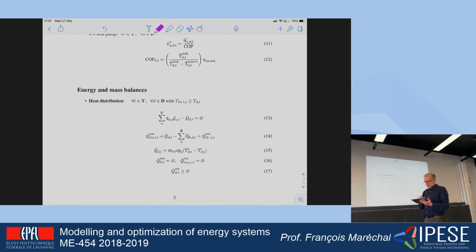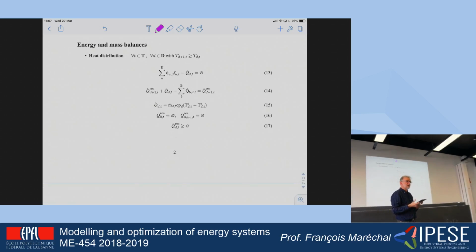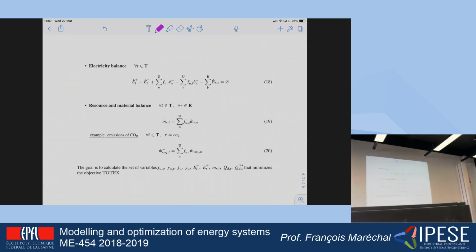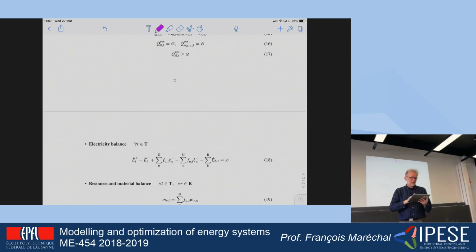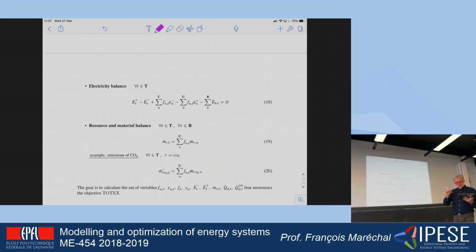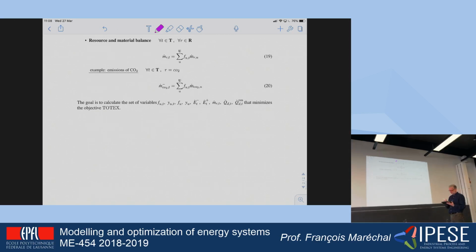So I have the models, I have the balances that have been added to the system, okay? In terms of resource, in terms of heat, and in terms of electricity. So I have the link with the demand this way here. I have the link with the resource. So I have a list of equations that allows me to calculate the total flows that I will have in my system. And therefore, the goal is now to calculate the level of usage. So that's what is written here.